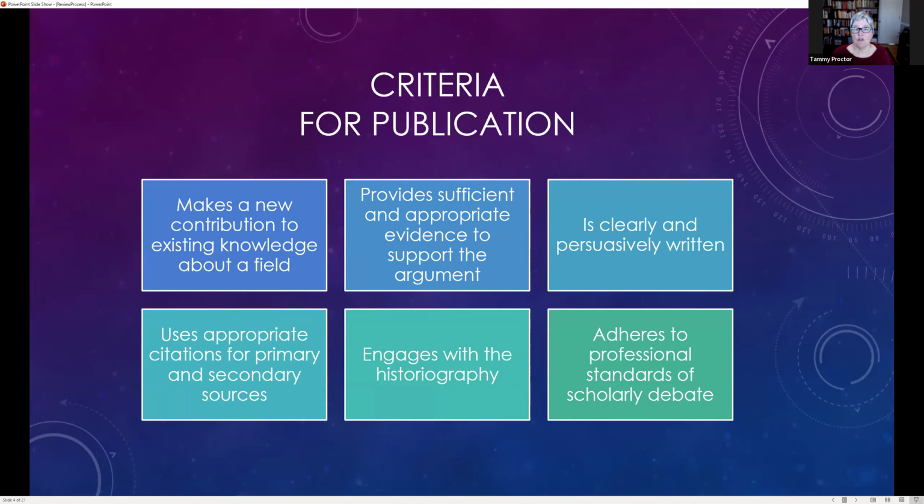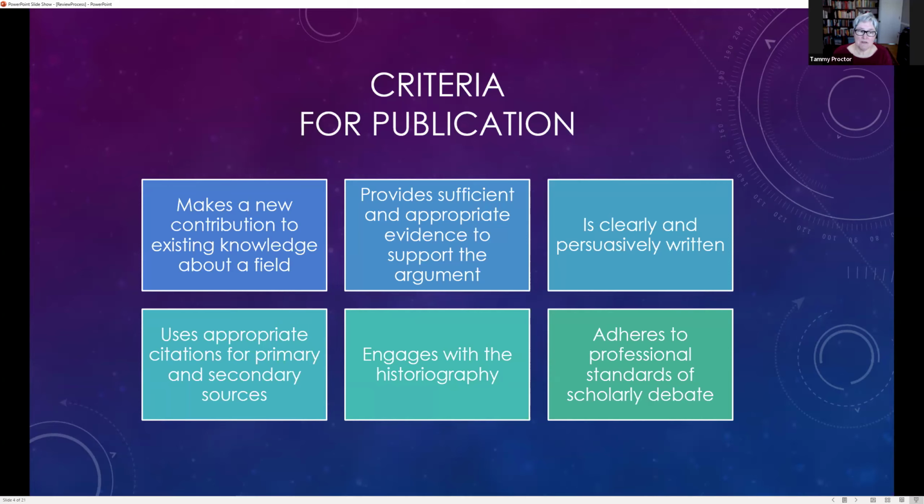We look for appropriate and sufficient evidence to support the argument. It can be beautifully written and have great claims, but if it's not adequately supported, it won't be published. It has to be clearly and persuasively written. So, just the flip side, it can have a lot of great evidence, but if it's hard to slog through it and you can't really see the narrative, then it's probably not going to make the cut either.